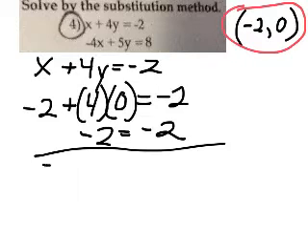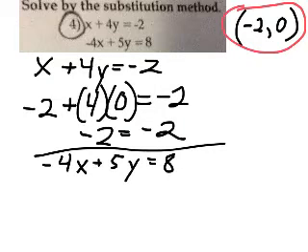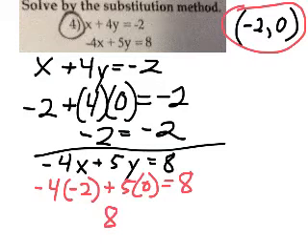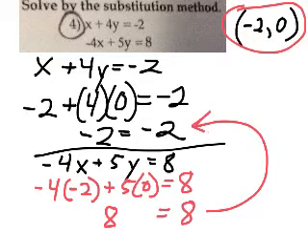Alright, then we've got negative 4x plus 5y equals 8. Negative 4 times negative 2 plus 5 times 0 equals 8. 5 times 0 is 0. Negative 4 times negative 2 is 8. So 8 equals 8. Yep, they both work. See, you notice. Negative 2 equals negative 2. 8 equals 8. They come out to be true. If they're true, it works.